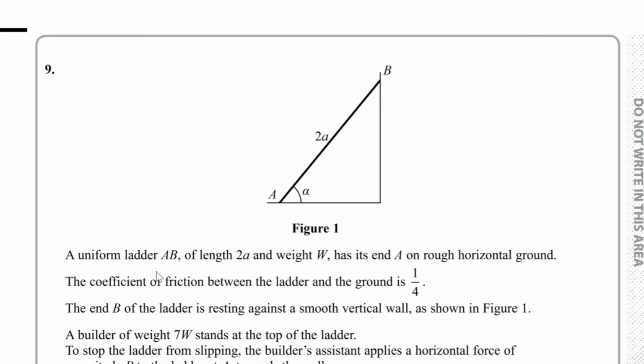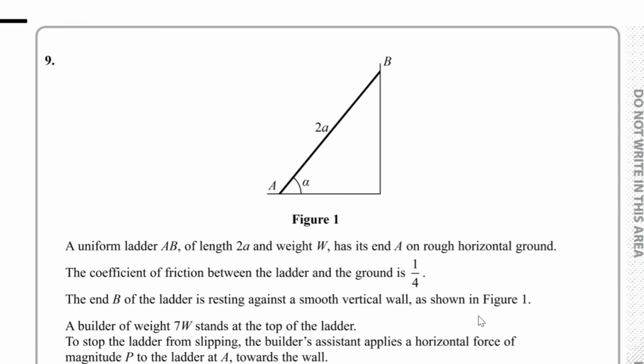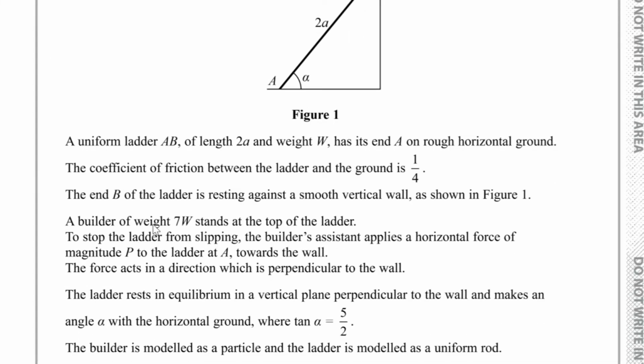Question number 9. A uniform ladder AB of length 2a and weight W has its end A on rough horizontal ground. The coefficient of friction between the ladder and the ground is 1/4. The end B of the ladder is resting against a smooth vertical wall as shown in figure 1. A builder of weight 7W stands on top of the ladder.